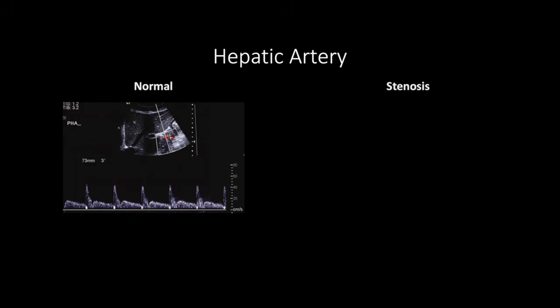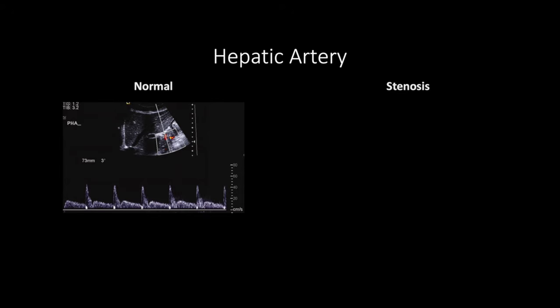And so the easiest of these is the hepatic artery. So the hepatic artery is similar to the other low resistance arteries that we've talked about, like the renal artery. So this is what a normal hepatic artery looks like. So we have a brisk and quick upstroke, and then it's a low resistance type of pattern with quite a bit of forward diastolic flow.